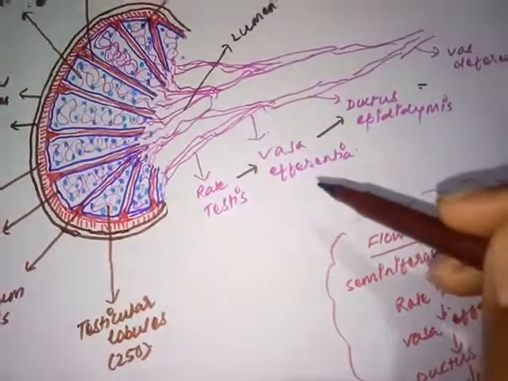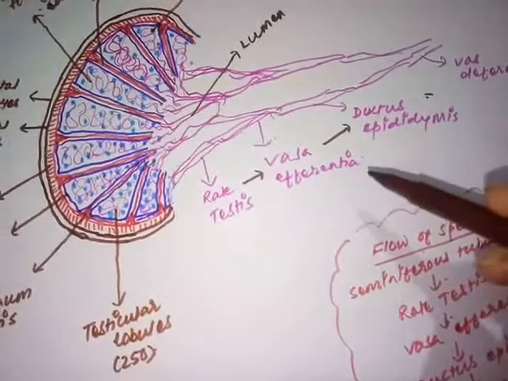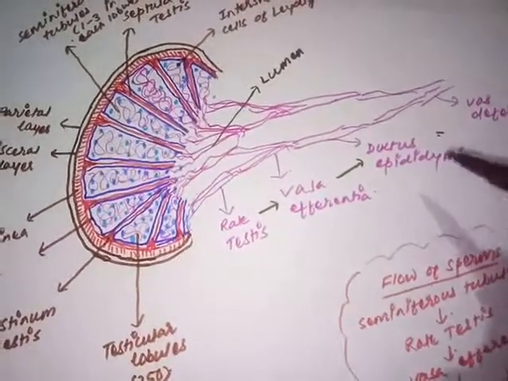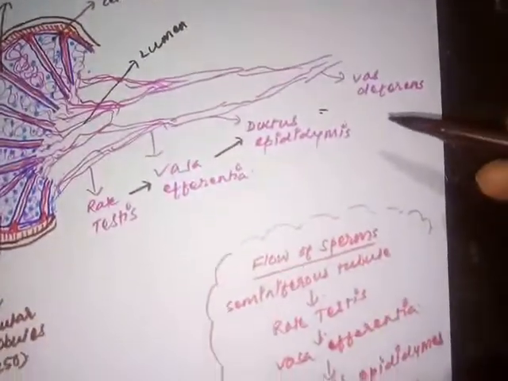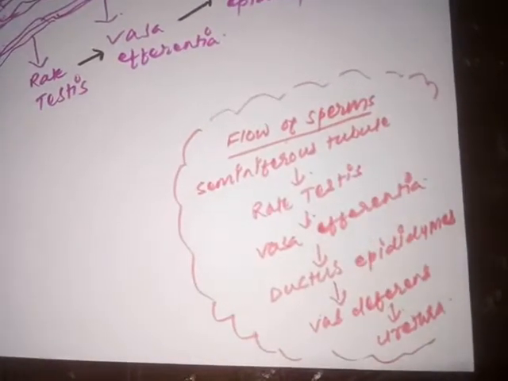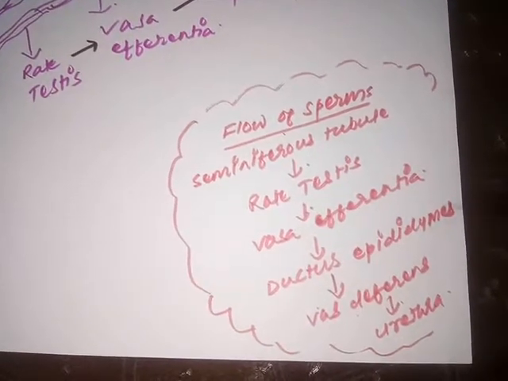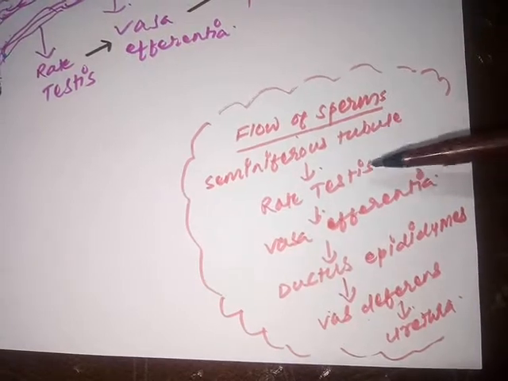Now the rete testis unites together to form the vasa efferentia. Vasa efferentia form the ductus epididymis. Now the ductus epididymis combines to form the vas deferens. Sometimes a question is asked regarding the flow of sperm. So what is the pathway of sperm?